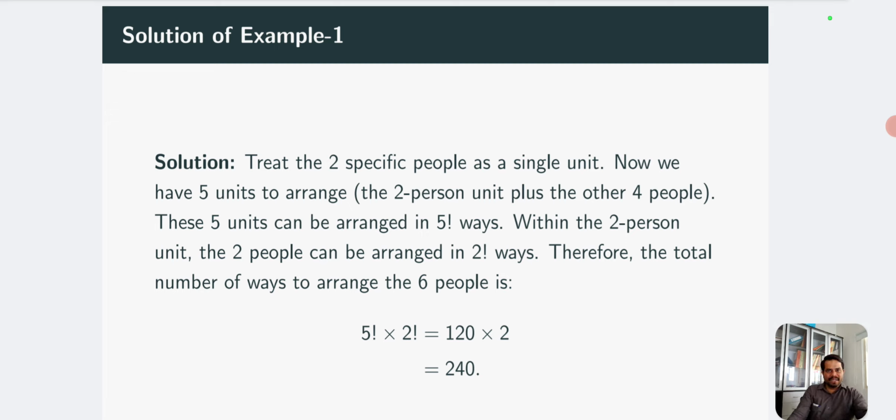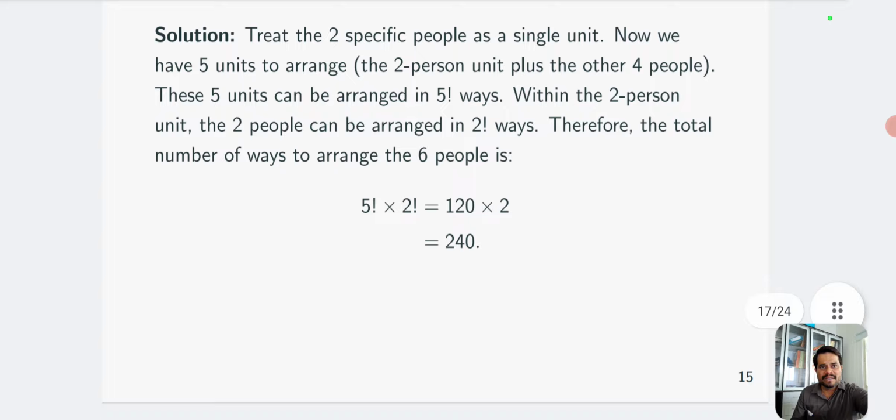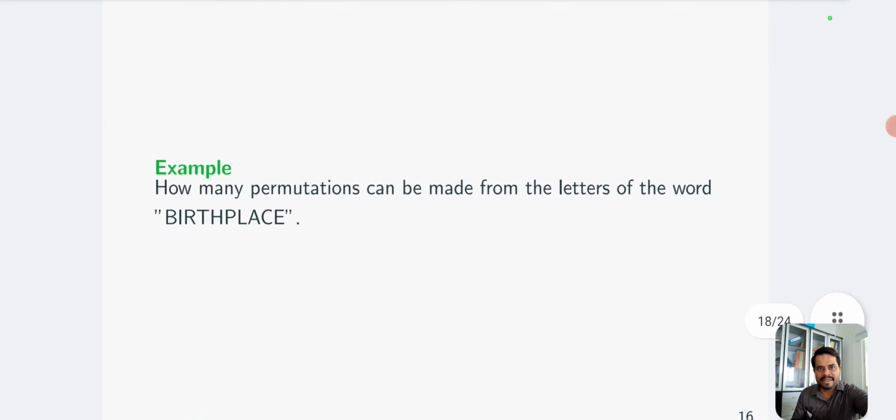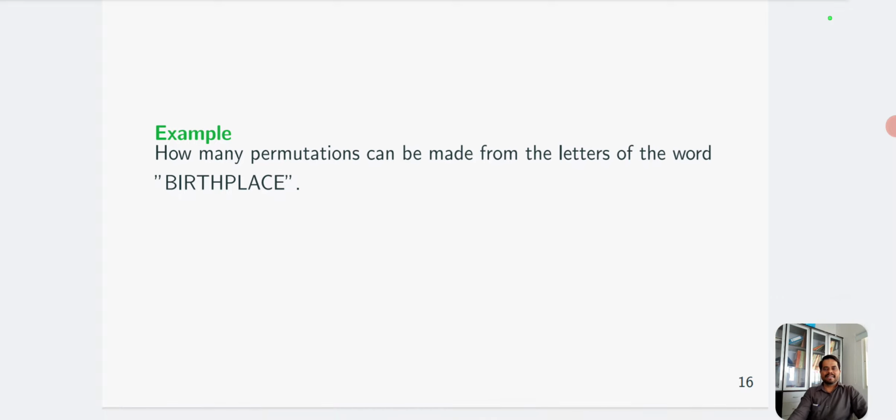So these 5 units can be arranged in 5 factorial ways. Within the 2-person unit, the 2 people can be arranged in 2 factorial ways. Therefore, the total number of ways to arrange these 6 people is 5 factorial into 2 factorial, as shown here. You can apply the multiplication rule. We get the answer 240. Yes, so this is how you can arrange 6 people in a line with 2 specific people next to each other. Now let us see the next example.